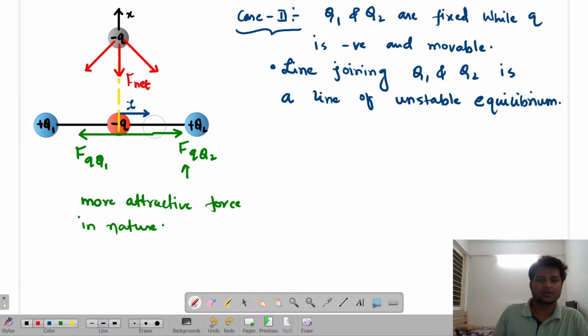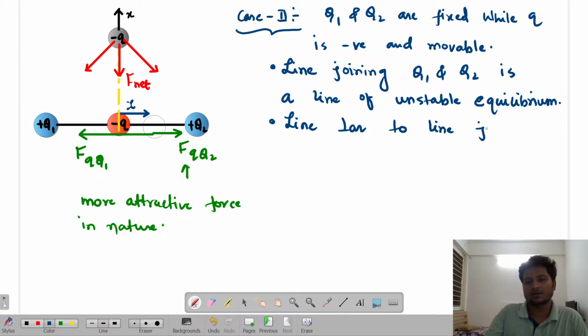Yeah, so here the line perpendicular to the line joining Q1 and Q2 is a line of stable equilibrium.